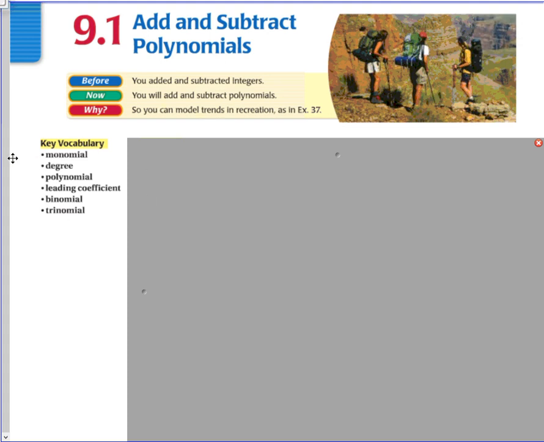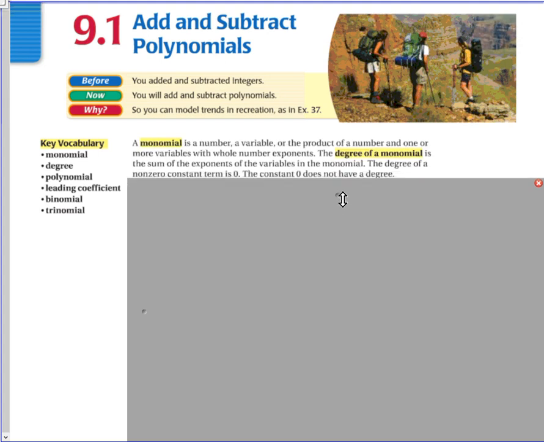So if you look, these are our key vocab words. We've got monomial, degree, polynomial, leading coefficient, binomial, and trinomial. All right, so let's go over what these are. A monomial is a number, a variable, or the product of a number and one or more variables with whole number exponents. For example, this could be like 10x squared or 15b, okay? Something like that.